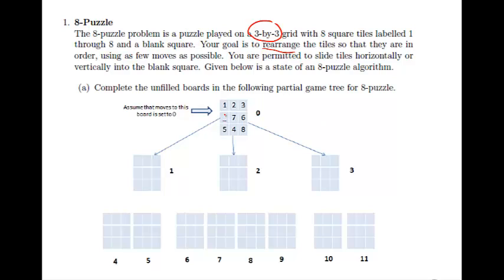So for instance, this is the empty square. So I have 3 possible moves. I can move 1 here, 7 here, or 5 there. So let's assume that I move 1. So the rest of the things remain the same: 7, 6, 5, 4, 8. And then let's move 7. So the rest remain the same. And let's move 5. So we will have 1, 2, 3, 5, 7, 6, and then 5, 4, 8.